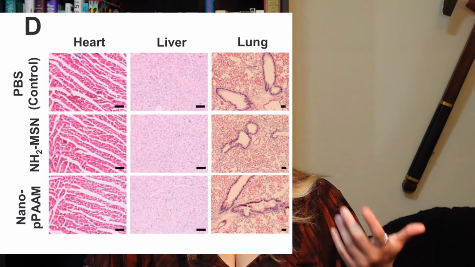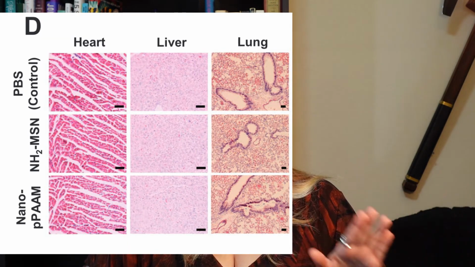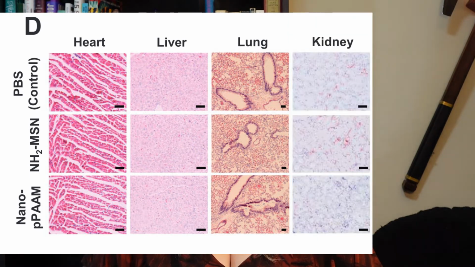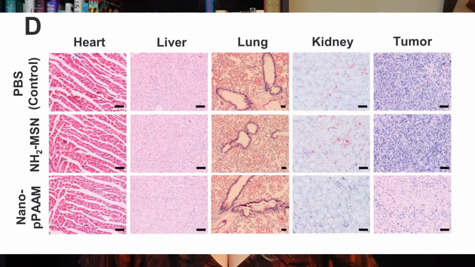So I'd say that heart, liver, and lung look almost identical to me. The kidney looks a little bit different, but not to an extreme extent. Which I think makes sense because silicon dioxide is removed from your system via the kidneys. And the tumor looks a lot better in the PPAM treatment than the other 2.